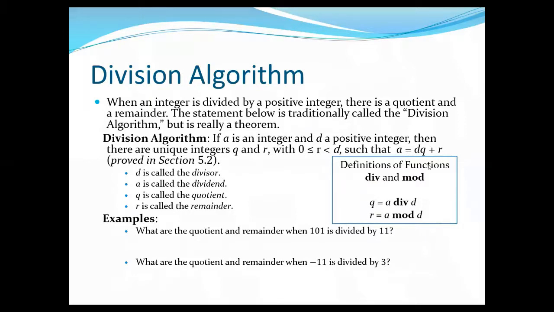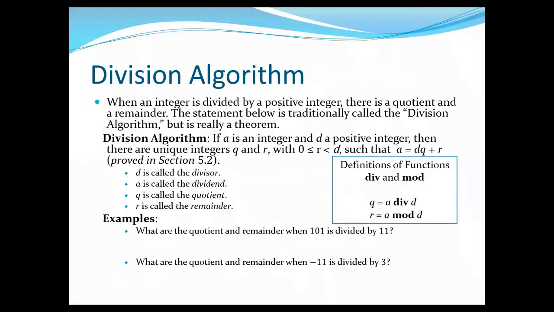So we have two functions here: div and mod. If you're going to use div, the result will be the quotient. So A div D means the result will be Q, which is the quotient. And if we have A mod D, it means the result is the remainder. So let's use this equation, this definition, on how to do division.